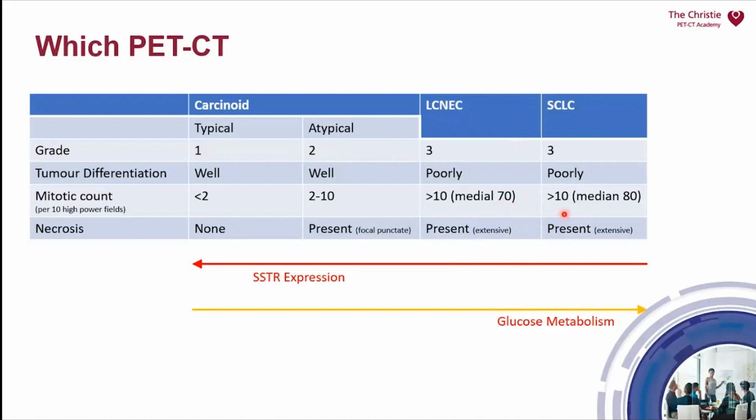which means that FDG PET is useful for the more aggressive tumors, but tends to not be as useful for the less aggressive tumors. Likewise, the less aggressive tumors express much more of these somatostatin receptors than the more aggressive tumors, which become dedifferentiated and no longer express the somatostatin receptors. So that means that the gallium PET is much more useful in the well-differentiated tumors than the poorly differentiated tumors, and for the poorly differentiated tumors, we use FDG PET.